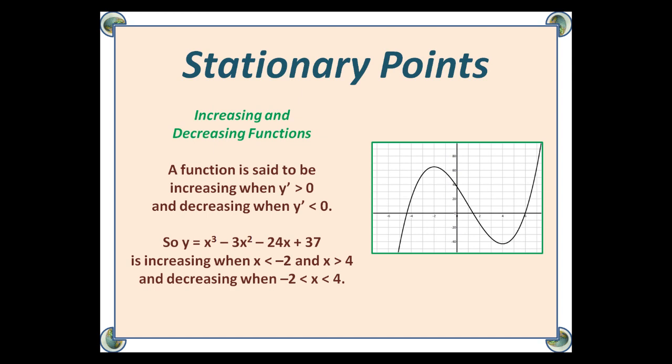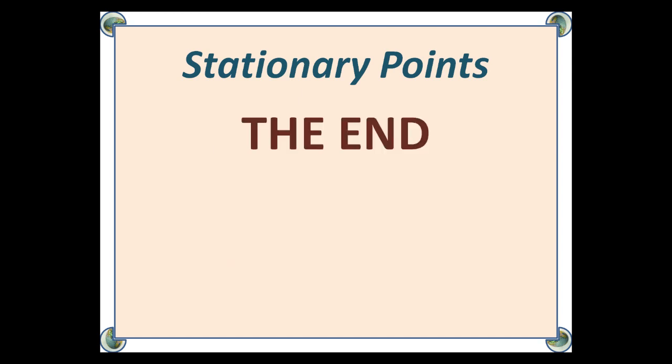So from our original question, it will be increasing left of the local maximum and right of the local minimum, i.e. when x is less than minus 2 or x is greater than 4, and it will be a decreasing function between those values, i.e. minus 2 is less than x is less than 4. That'll do.